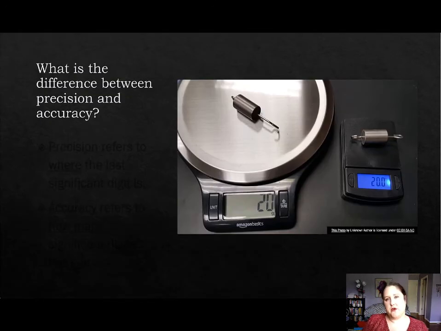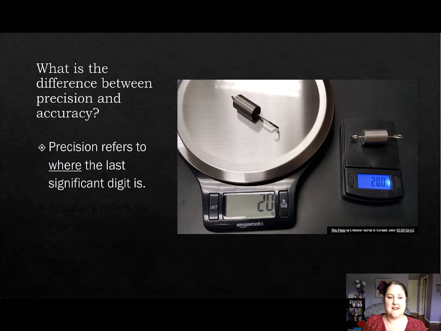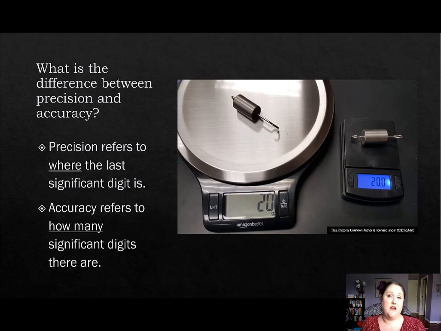And then we're also going to be looking at this idea of precision versus accuracy. And what this is going to help us see is, first, where is the last significant digit? And so you can see in this picture that there's the same weight on two different scales. And the scale on the right is more precise because the last significant digit is there in the tens place. It's also more accurate because it has more significant digits.